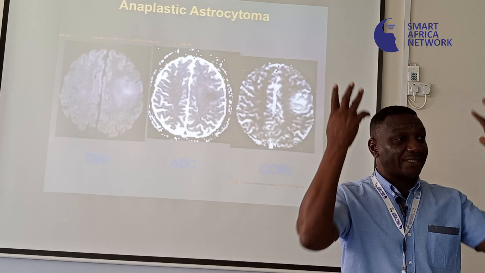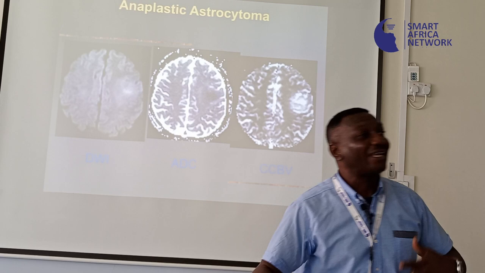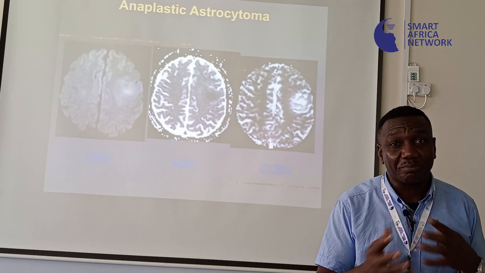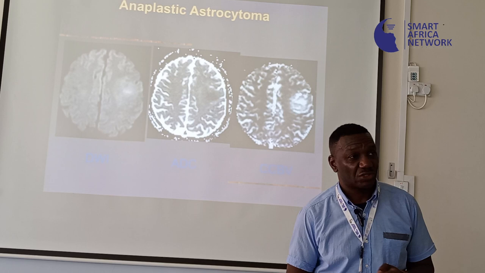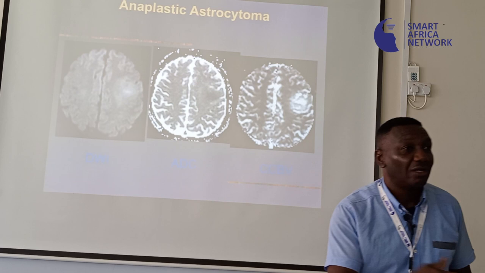Like I said, these are the sequences that we use in MRI. There are several sequences, and you manipulate them to give you an image. So we manipulate the reaction of tissues to signal, and DWI is one of those manipulations. What you're looking for in DWI is restriction of water.